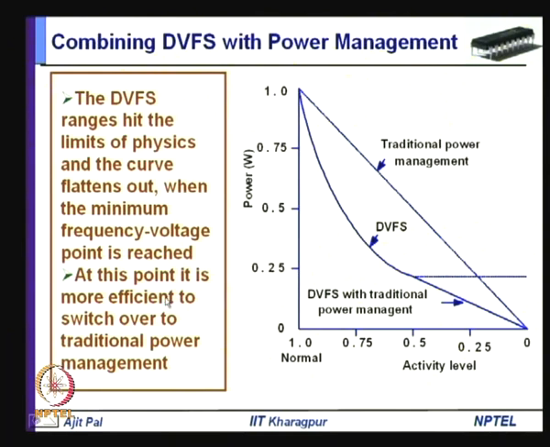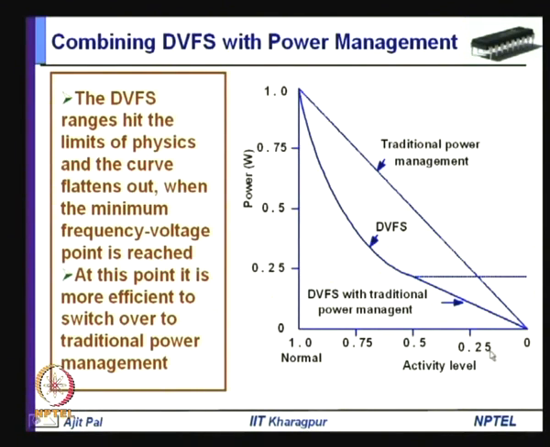So, at this point it is more efficient to switch over to traditional power management. As a consequence, you will find there will be a significant reduction not only in dynamic power, but also in leakage power. So, here you have combined two techniques, dynamic voltage and frequency scaling and power management or power gating, to reduce the power over the entire range, by which I mean over the entire activity level. Even when the activity level is very close to 0, you can make the duty cycle very small, and as a consequence there will be a reduction in leakage power. So, this is a technique where dynamic voltage and frequency scaling and power management have been combined.